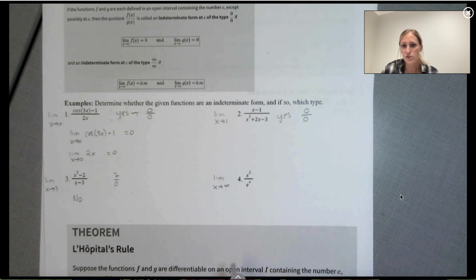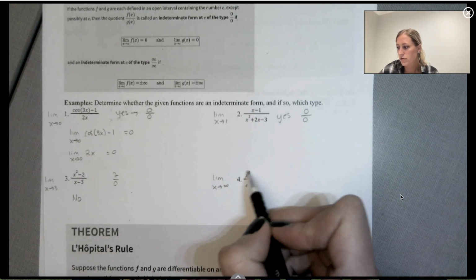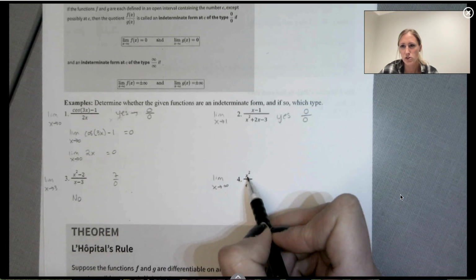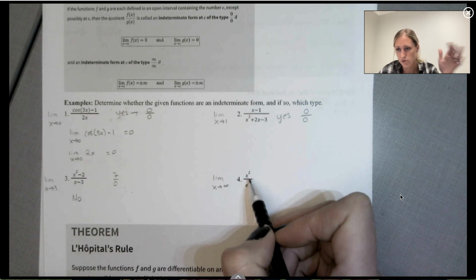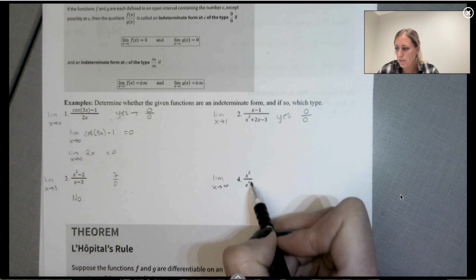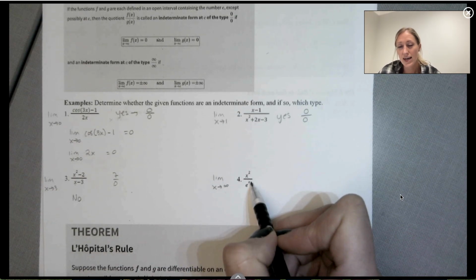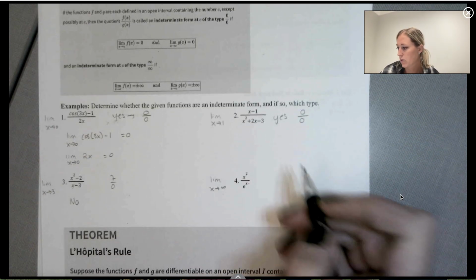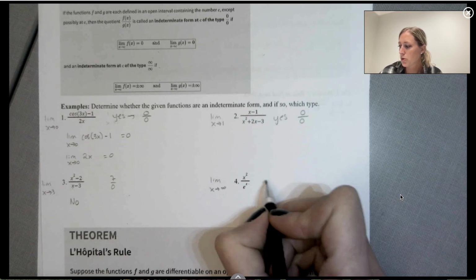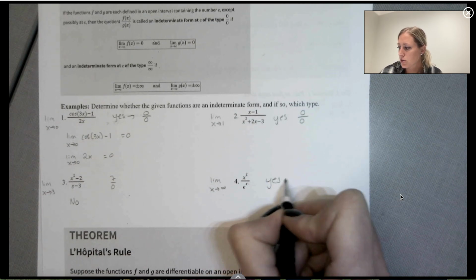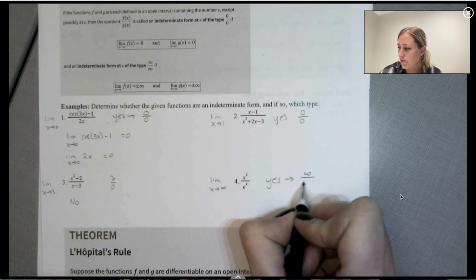Here, we're looking as x approaches infinity. As I go to infinity, I put really, really big numbers in here and square them. It's also going to infinity. Same with this one. If I put any really big numbers in for x, for e to the x, it's also getting really big very fast. So this is, yes, producing infinity over infinity.